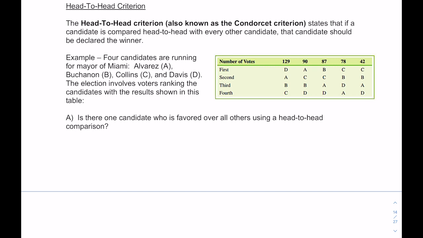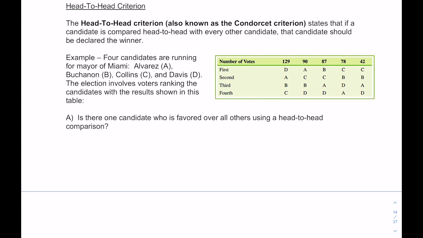Okay, next let's look at the head-to-head criterion, which is another fairness criterion used to determine if the voting method is actually fair. The head-to-head criterion is also known as the Condorcet criterion, which is named after someone. And it states that if a candidate is compared head-to-head with every other candidate, that candidate should be declared the winner.